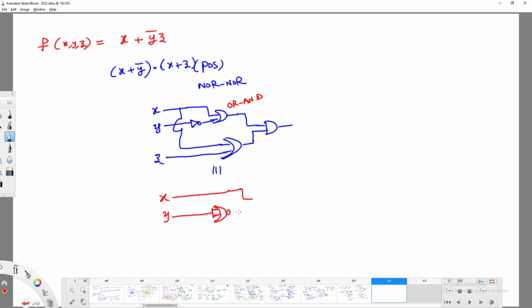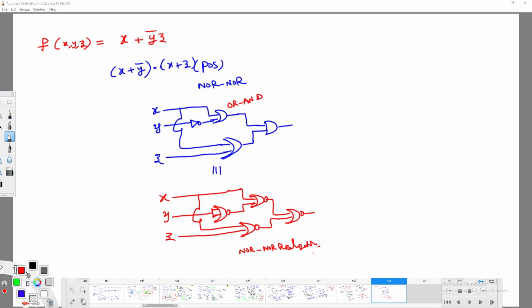Okay. Now, try to bubble up. If you bubble up, you will get the circuit like this, and Z, the same X you are going to get here. So as you bubbled up this one, this will be modified like this. That's it. This is the corresponding NOR-NOR realization.